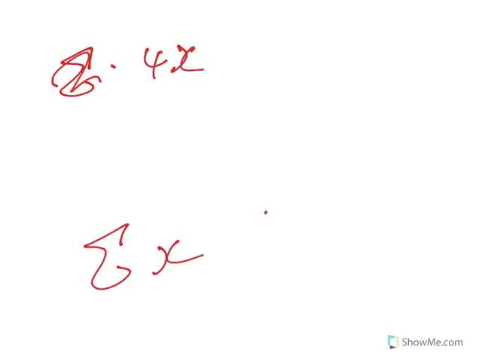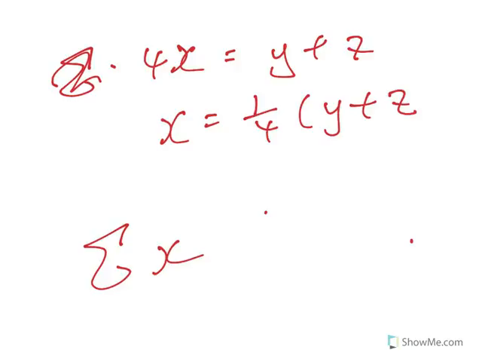I give you, for example, the answer for 4x, and then I ask you to sum x. You know that this is maybe y plus z. Then x will be equal to 1 quarter of y plus z. Can I say that? Yeah. So if I ask you to sum x, then this is the same as summing 1 quarter of 4x.